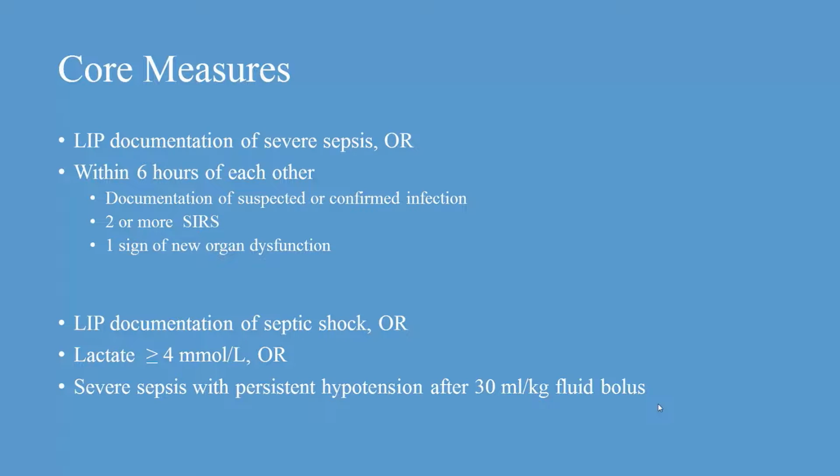And you say, boy, we need LIP, so licensed independent practitioner, documentation of severe sepsis. So somebody writing in the chart, I think this is sepsis. Or somewhere in the chart, you've got documentation of a new infection, 2 or more SIRS, and some new organ dysfunction. Those 3 things might be in totally different parts of the chart, but if they're happening concurrently, then that equals sepsis. And then for septic shock, kind of the same thing: LIP documentation, or you've got a lactate greater than 4 and persistent hypotension after a 30 per kilo bolus.